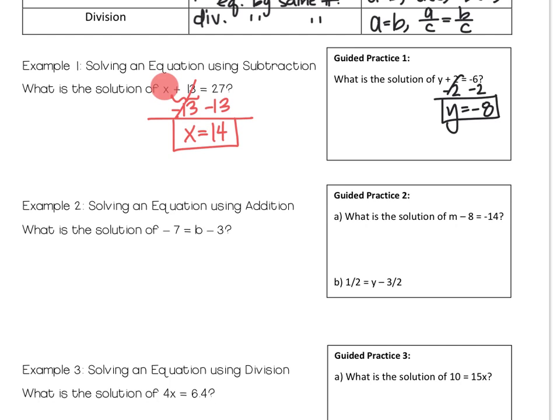Example 2. Find your variable. Figure out what's happening to your variable. In this case, we are subtracting 3, so the opposite of that would be add. And that's going to make that number go away and get my variable by itself. The addition property of equality states that I have to add the same thing to both sides. So I'm going to get b on the right hand side, and on the left hand side, negative 7 plus 3 is negative 4. And that's my final answer. When you get the variable by itself, you're finished.